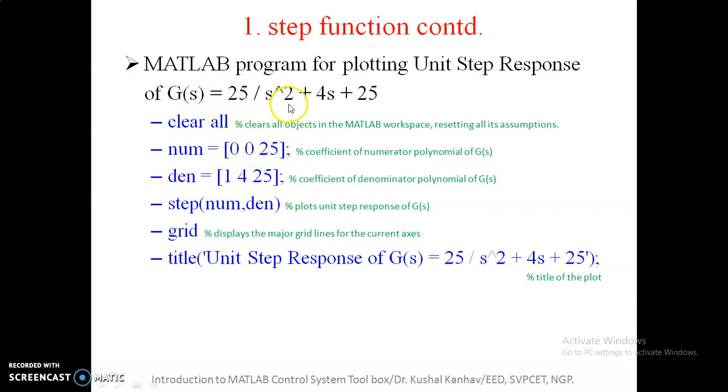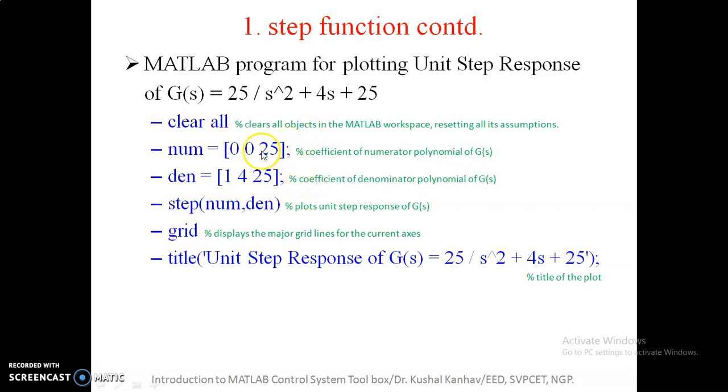And in the denominator, the highest power of s is 2 and the coefficient for the highest power of s is 1. So we are writing that coefficient as 1. Similarly, the coefficient for the next power of s, that is s to the power 1, is 4. So here the 4 is mentioned, and for s to the power 0 it is 25. So this is how the numerator and denominator are represented.